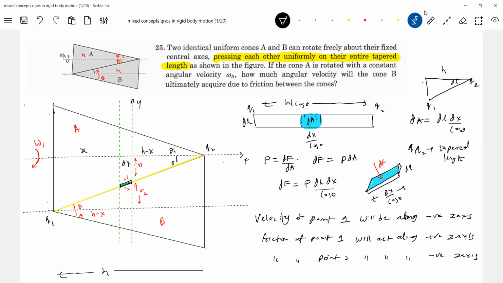Cone B must rotate clockwise here. So what is the possible direction of this? It is going to be like this. This should be the angular velocity of cone B. I think this is what the question is asking us. So finally, it is asking us to calculate this particular angular velocity.